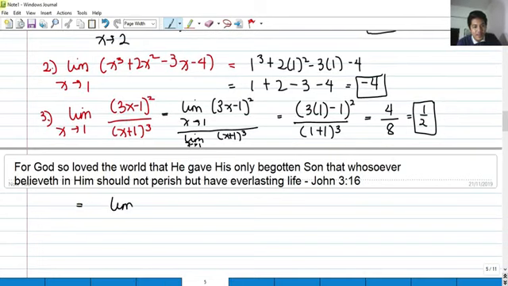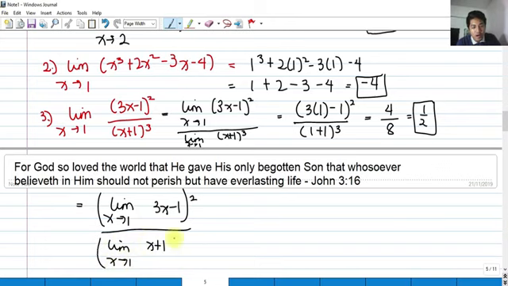We have the limit as x approaches 1 of (3x minus 1), oops, we should not have a parenthesis here, squared, over the limit as x approaches 1 of (x plus 1), cubed. That is still the same. Evaluate this. We have the limit of 3x as x approaches 1. Let me just rewrite: the limit of 3x as x approaches 1, that is a difference.